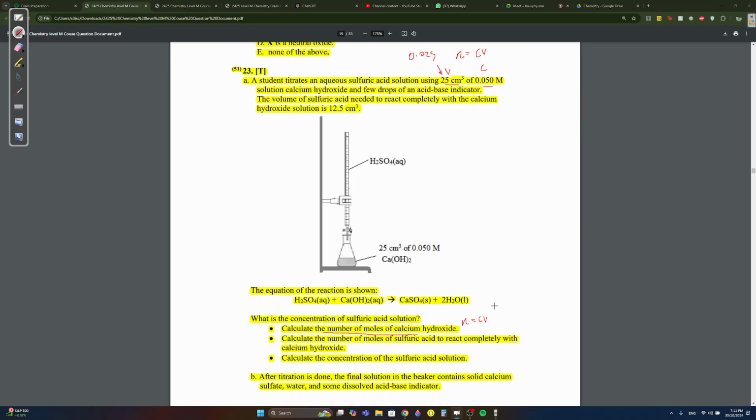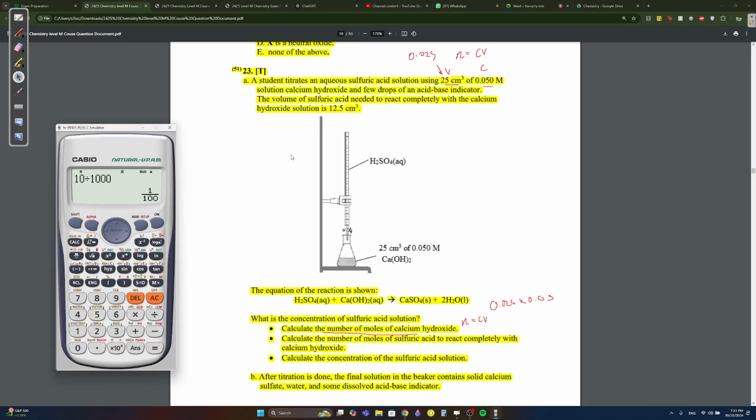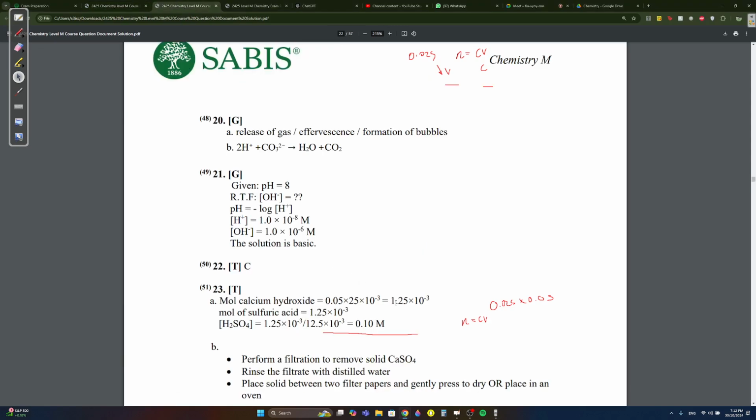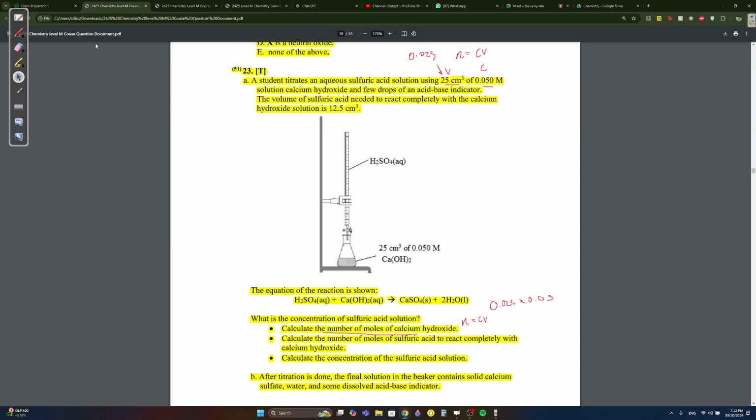So how is it going to be? It's going to be 0.025 times 0.05. Okay, so for the calcium hydroxide, 0.025 times 0.05, you're going to get 1.25. Wait, no. You're going to get this. Okay, let's check our solution. You're going to get this. Okay, calculate the number of moles of sulfuric acid to react completely with calcium hydroxide. Here, they're saying you want how many moles react completely with calcium hydroxide.